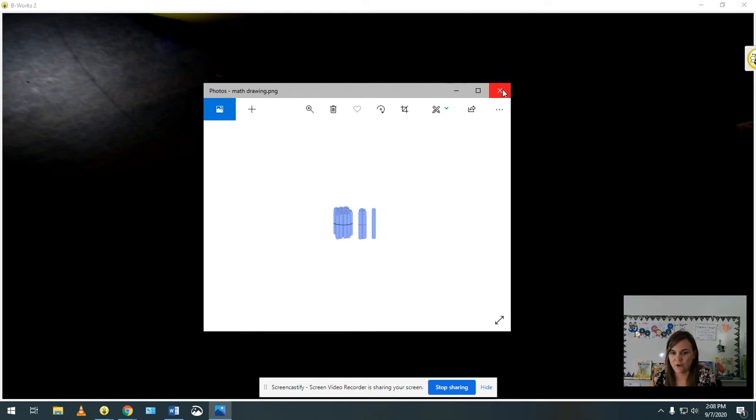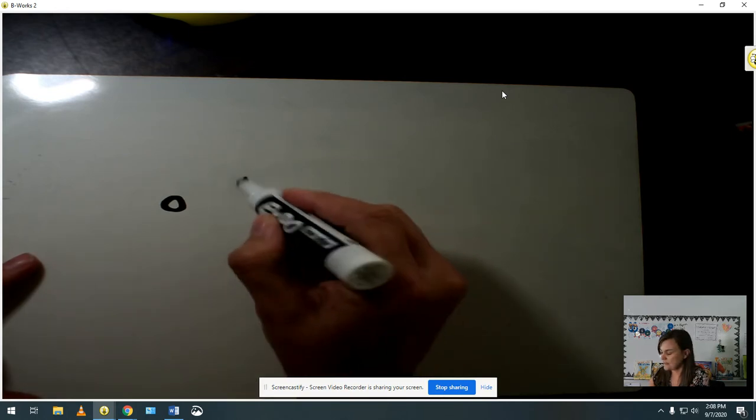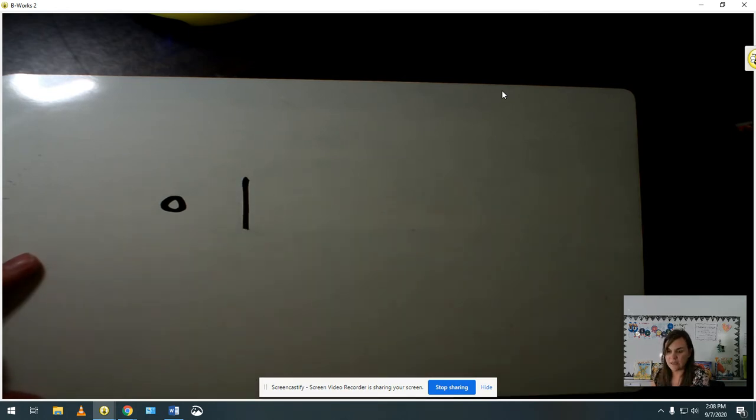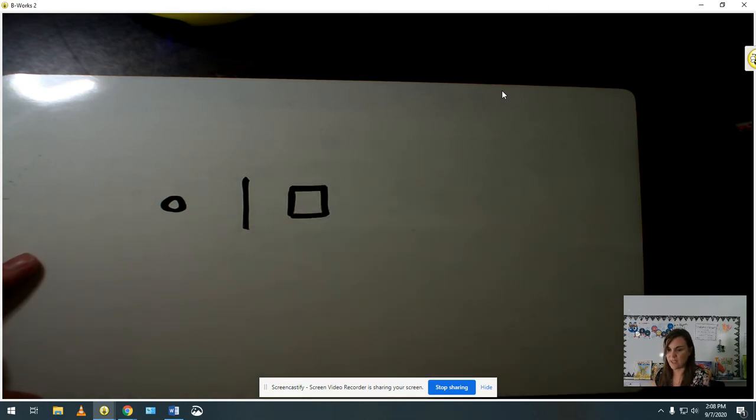It's a little harder for a human being to draw, so we won't be drawing them that way. We will be drawing them this way, just like we did in other lessons. Ones will be circles, tens will be a line, and hundreds will be squares. Okay, and you'll get the hang of it very fast.